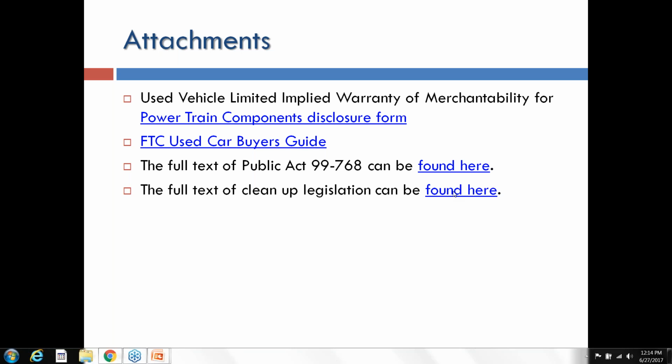Next question. For a dealer that provides a warranty that is substantially the same as or better than this, do we use the buyer's guide that says implied warranty or the as-is guide? You wouldn't be using the as-is, and I believe the FTC has an express warranty version.